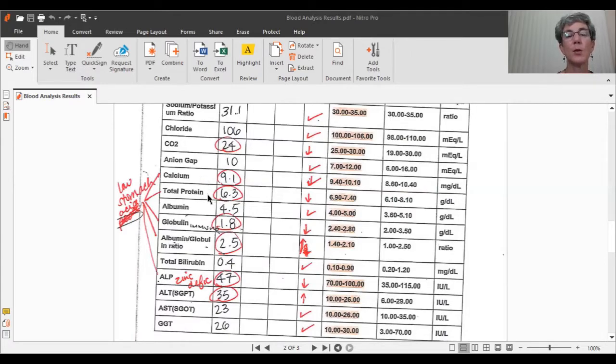When calcium is down, total protein is down, globulin is down, the albumin-globulin ratio is up, and there may or may not be some zinc deficiency from a low alkaline phosphatase. This is really telling me that you've got a very low stomach acid situation.